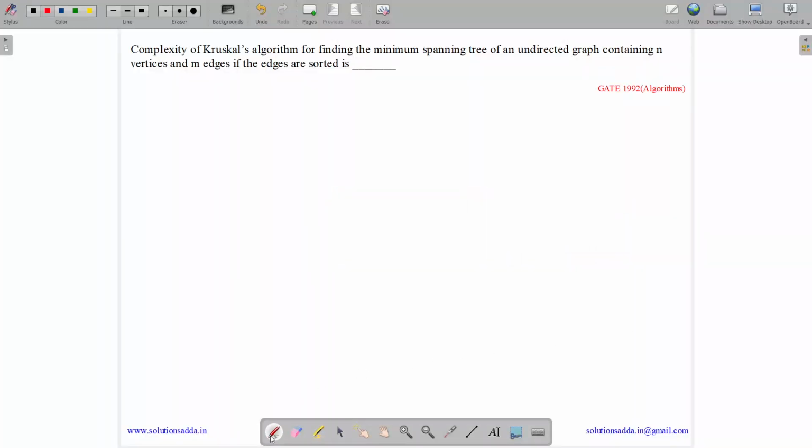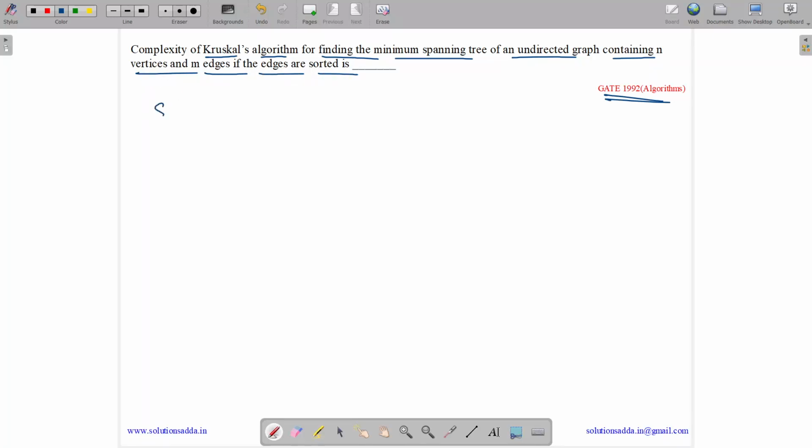This question belongs to the algorithm subject and was asked in GATE CSE 1992. So the question states, the complexity of Kruskal algorithm for finding the minimum spanning tree of an undirected graph containing n vertices and m edges, if the edges are sorted, is.